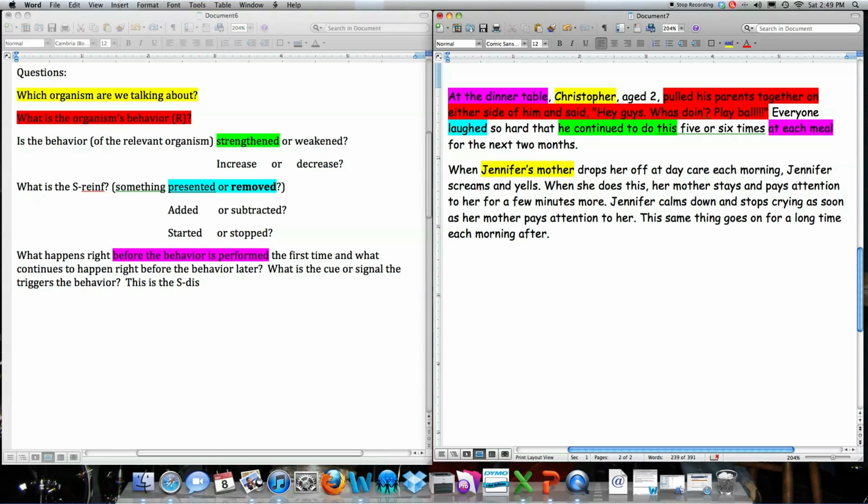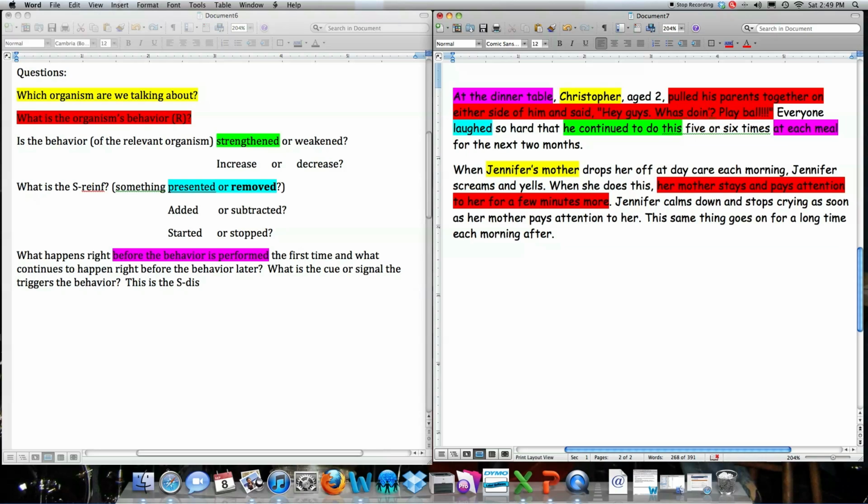Okay. Let's see what behavior we have here. I think the behavior that we're looking at here is this. She stays and pays attention a few minutes more to Jennifer. Okay. What happens right after she does this behavior? Because before this, we have Jennifer screaming and yelling. But what happens right after the behavior? Jennifer calms down. All right, we've got our behavior.